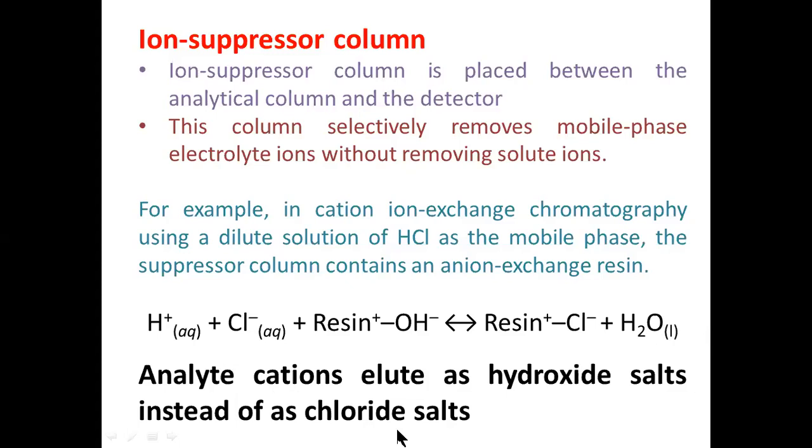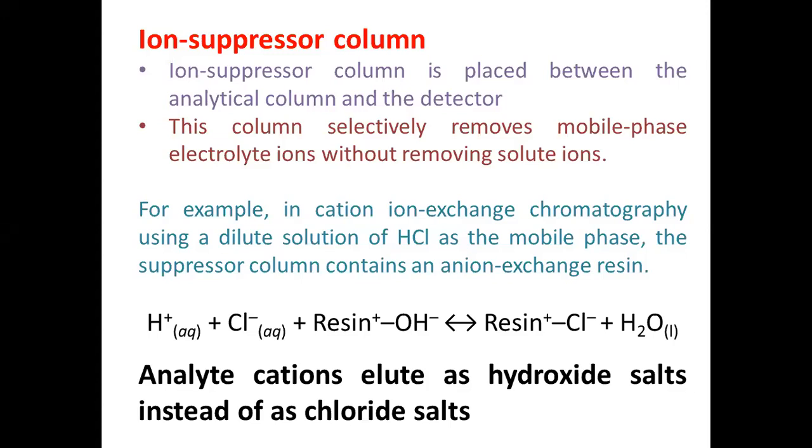So if you do not have anion exchange resin in the suppressor column, hydrochloric acid is going to be the mobile phase. Hydrogen ion is going to exchange all those cations. So cations are eluted out in the form of chloride salts if we have not used anion exchange resin in the second column or in the suppressor column. But you have used the suppressor column.